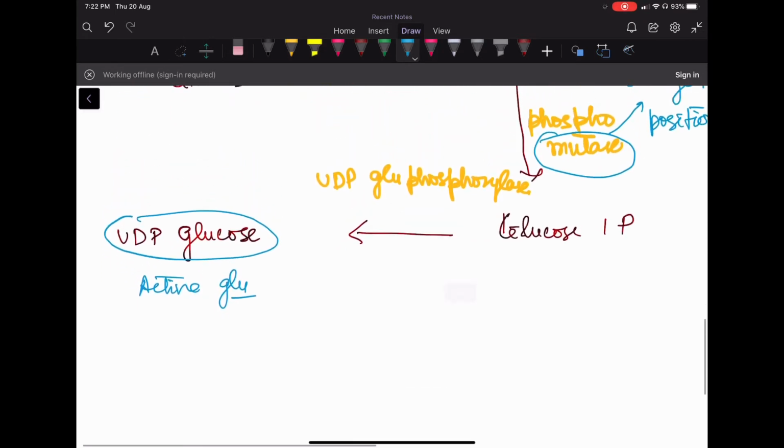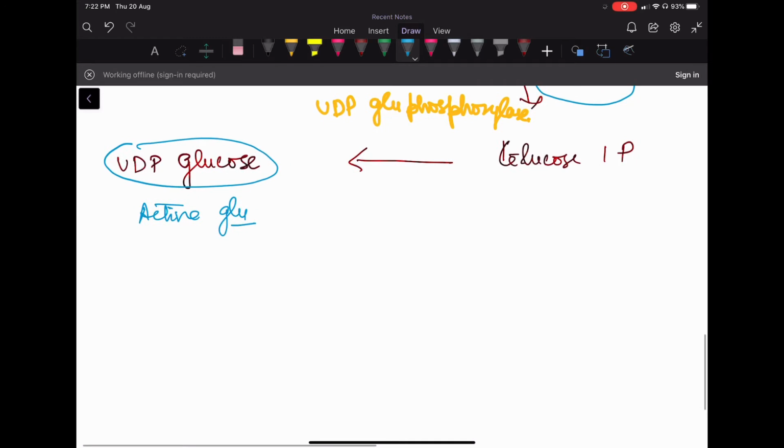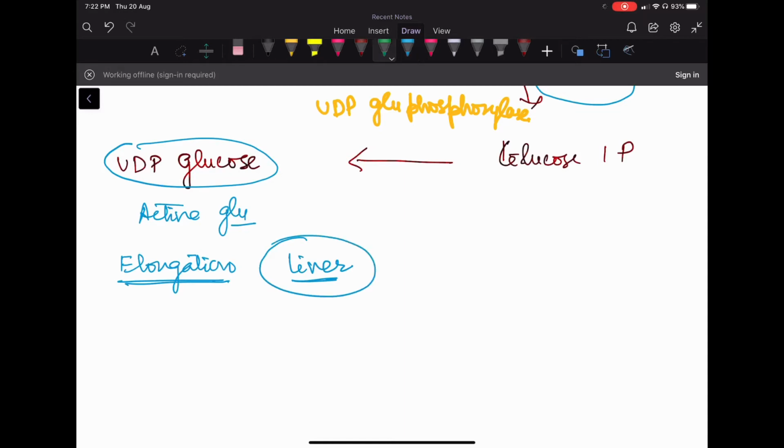Now I'm starting with the second process, which is elongation. How does elongation take place? Elongation is an easy step. The process takes place in the liver, where a glycogen primer is already present. For example, this is the glycogen primer which is present in the liver.